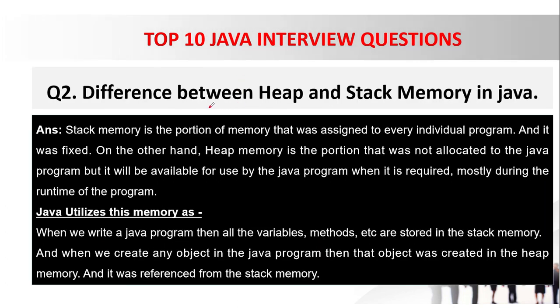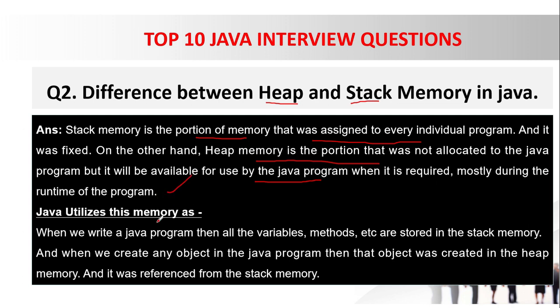Now here is question number 2. What is the difference between heap memory and stack memory in Java? So let's discuss. Stack memory is a portion of memory that is assigned to every individual program in Java. So whenever you create a program in Java, stack memory is assigned and it is always fixed. And heap memory is a portion of memory that is not allocated to the Java program, but it is available for use by the Java program whenever it is required. So mostly whenever extra memory is required at runtime, this heap memory can be used.